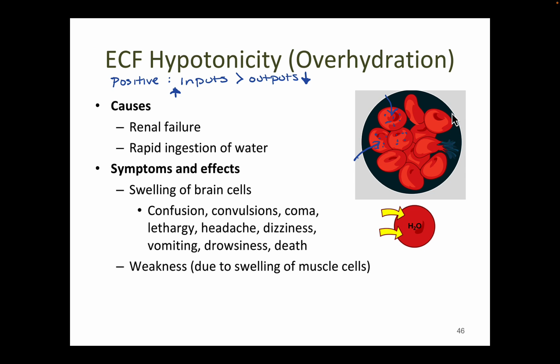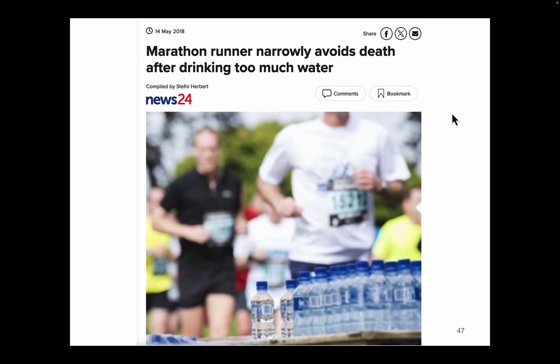Now, what's going to happen? Our cells are going to swell. Again, this includes our brain cells, our neurons. And when our brain cells swell, that's going to lead to confusion, convulsions, coma, lethargy or tiredness, a headache, dizziness, vomiting, drowsiness, possibly even death. We would also feel weakness because the muscle cells begin to swell and they're not functioning properly. So even though it is more rare to be overhydrated, it is possible. Here's an example. A marathon runner narrowly avoids death after drinking too much water. So it is possible to drink too much water.